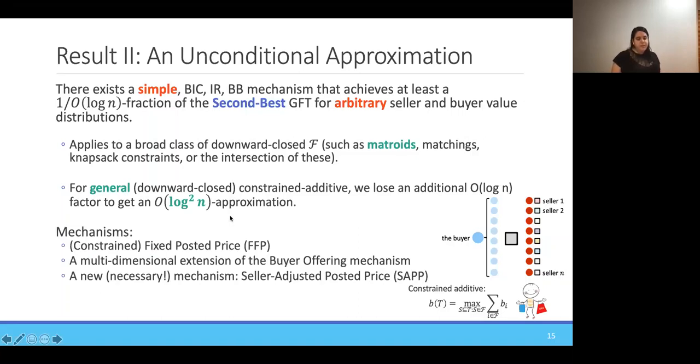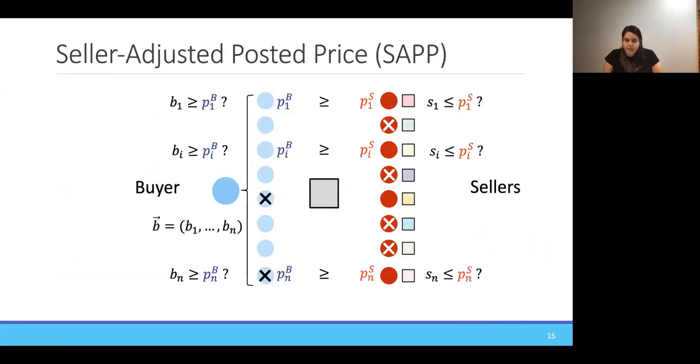Okay, and so the mechanisms we use here are again this fixed posted price, which again becomes constrained fixed posted price for the more general ones. We'll use a multidimensional extension of this buyer offering mechanism. And then we introduce a new mechanism called the seller adjusted posted price mechanism, which is necessary for approximation. Okay. So what is the seller adjusted posted price mechanism? So I'm starting with the setup of what the fixed posted price mechanism was, and I'm going to alter it to show you what the seller adjusted posted price mechanism was.